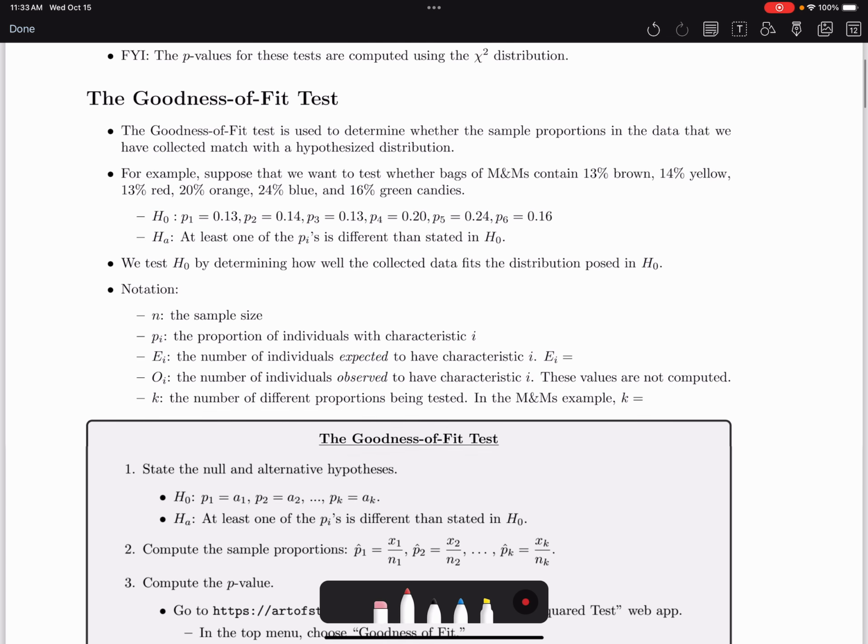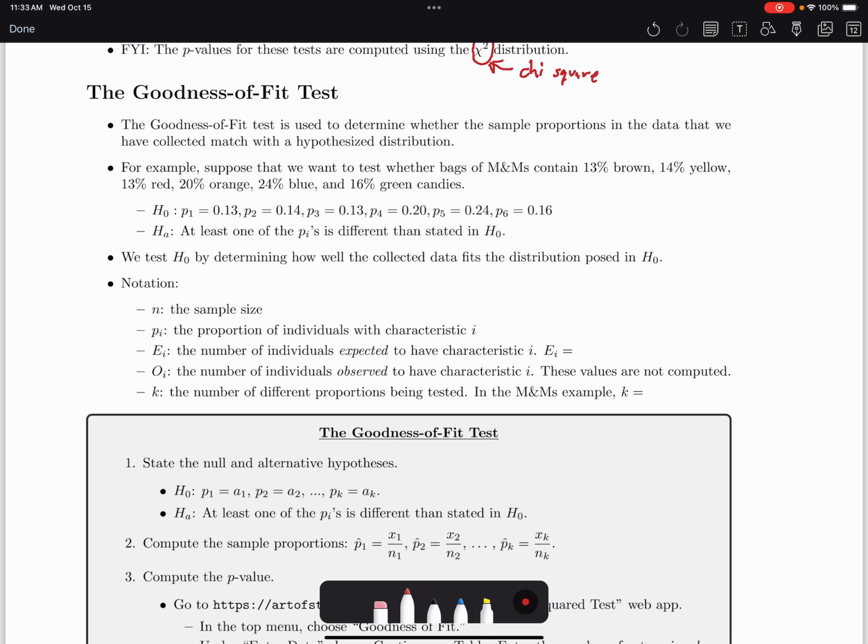For the goodness of fit, the goodness of fit test is used to determine whether the sample proportions that we've collected in our data match with some kind of hypothesized distribution. For example, suppose that we want to test whether bags of M&Ms contain 13% brown, 14% yellow, 13% red, and so forth, right? If we want to test whether that's the breakdown of the colors in the bag, then we would run a goodness of fit.